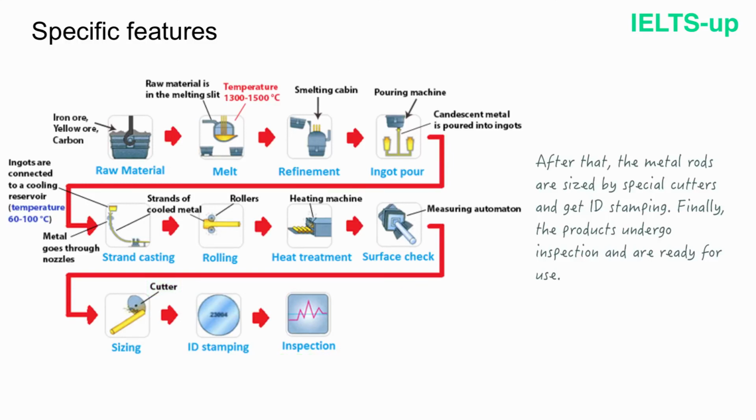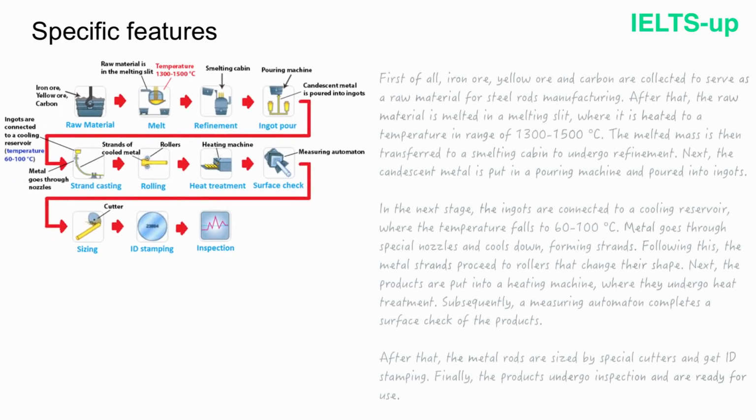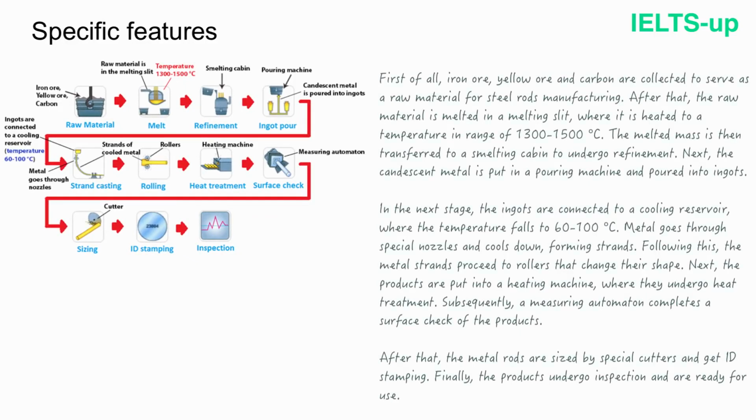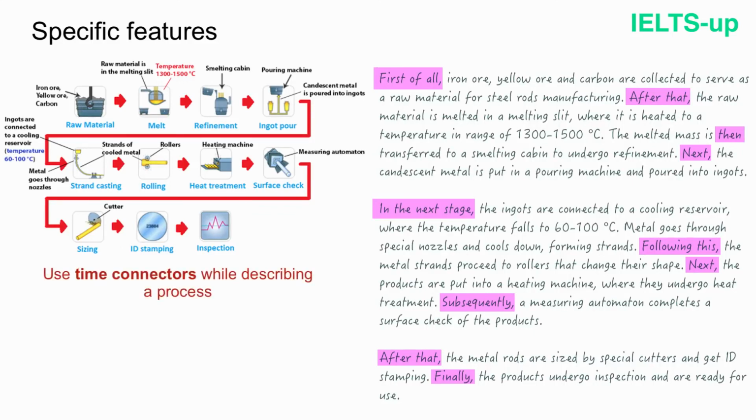Congratulations! We have described all 11 stages of our process. And that's all with our special features. You can take a look at these 3 paragraphs of special features on the right. You can see that I used a lot of time connectors while describing the process. In fact, a process is a series of changes that happen over time. That's why time connectors are extremely important for writing about process diagrams.